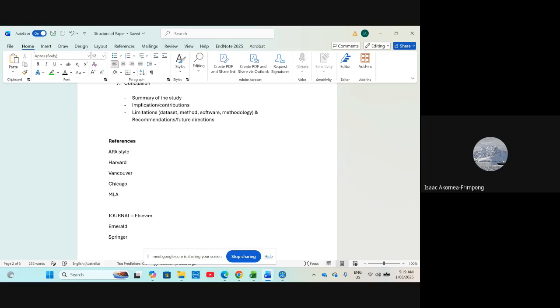Can you see my screen? The title is not good. Let me do it again.